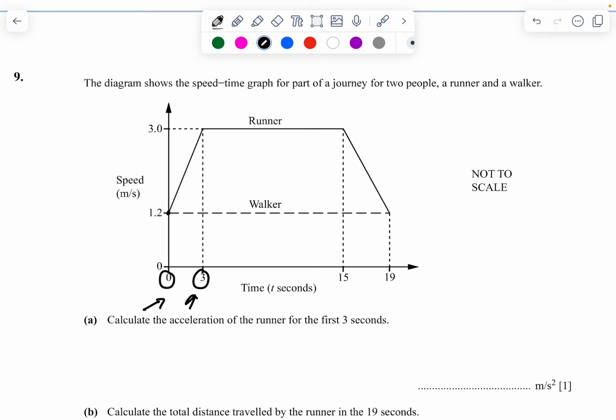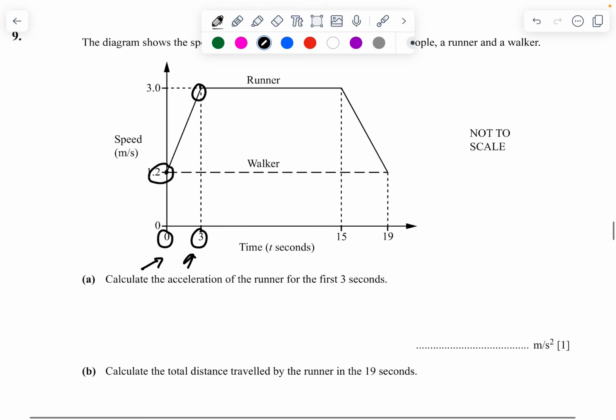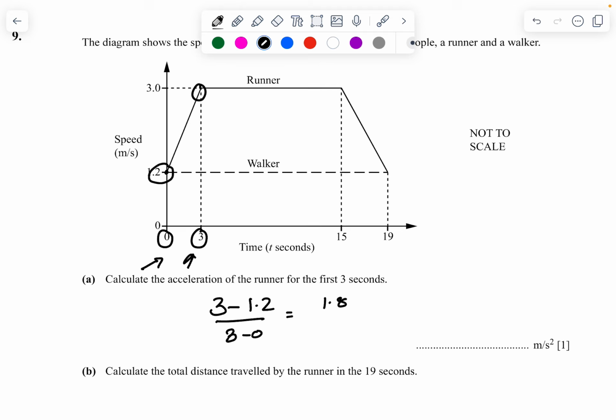So the speed was over here 1.2 and the speed was over here 3. So 3 minus 1.2 divided by 3 minus 0, which is 1.8 divided by 3, which is 0.6 meter per second square. That's going to be the acceleration of the runner.